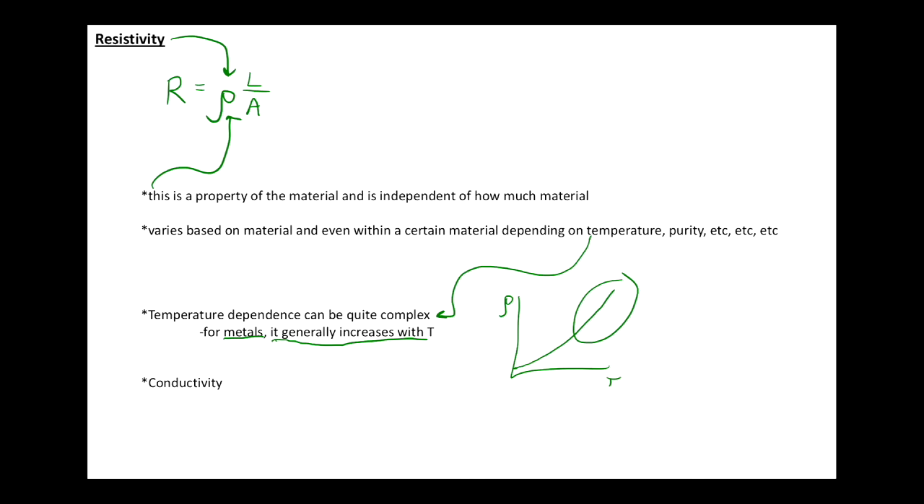Yeah. So for this particular temperature dependence, we can write something like this. We could say that the resistivity at a given temperature is equal to some baseline resistivity times 1 plus alpha times T minus T naught, where this alpha is known as the temperature coefficient of resistivity.